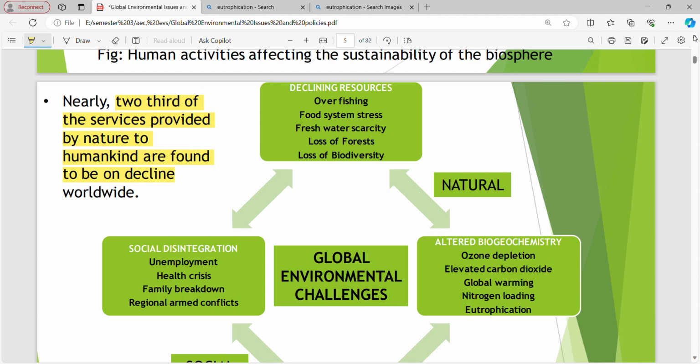Speaking of the natural ones, first is declining resources. Overfishing leads to declining resources. Food system stress: the population is increasing, but the resources are limited. As it grows beyond the absorbing capacity of nature, food system stress happens. Fresh water scarcity, loss of forest, loss of biodiversity. Then altered biogeochemistry, that is ozone depletion, elevated carbon dioxide, global warming, nitrogen loading, eutrophication.